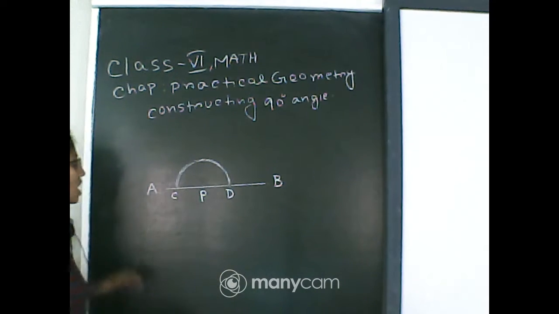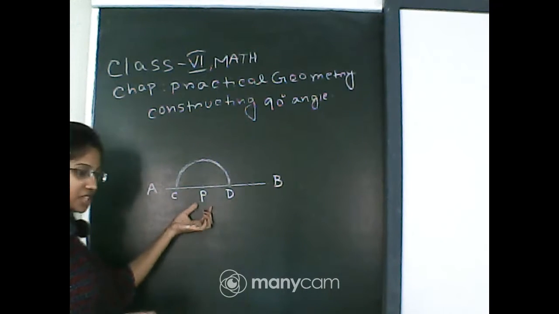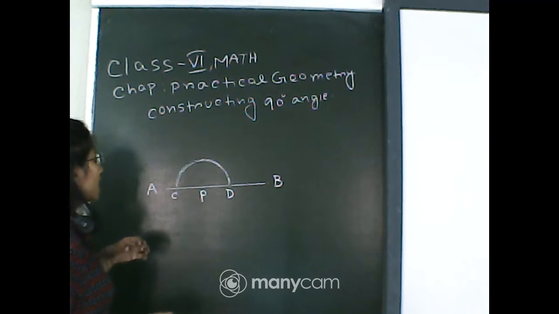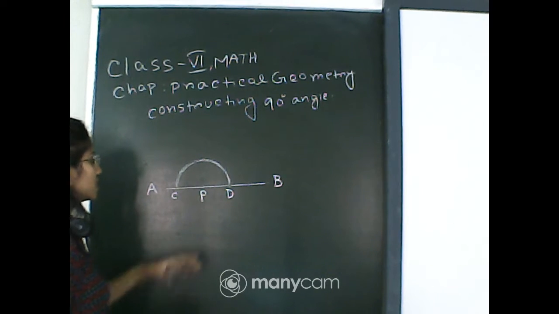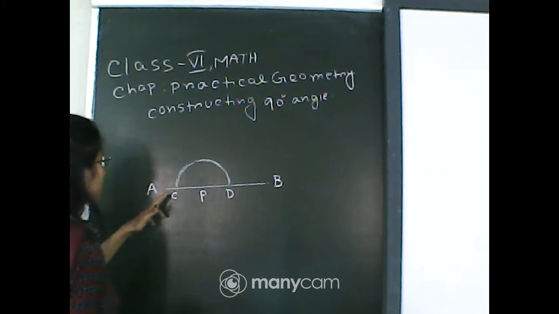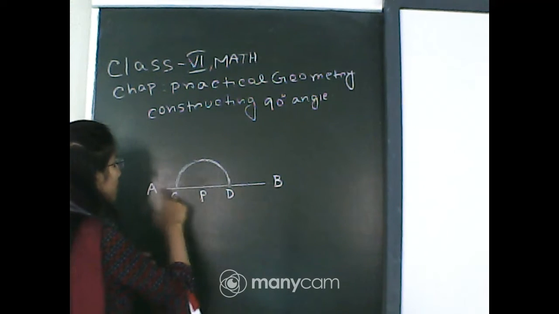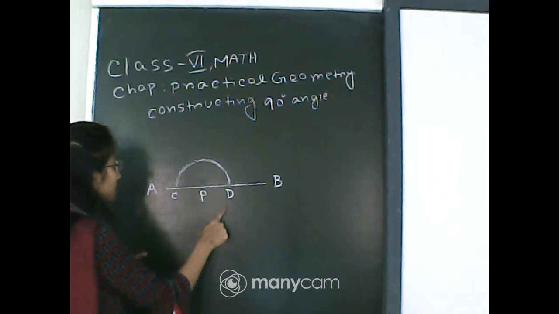Okay. First we draw a line and we take a point P on it, and with P as center and a convenient radius, we draw an arc. Suppose this arc cuts the line AB at 2 points C and D.